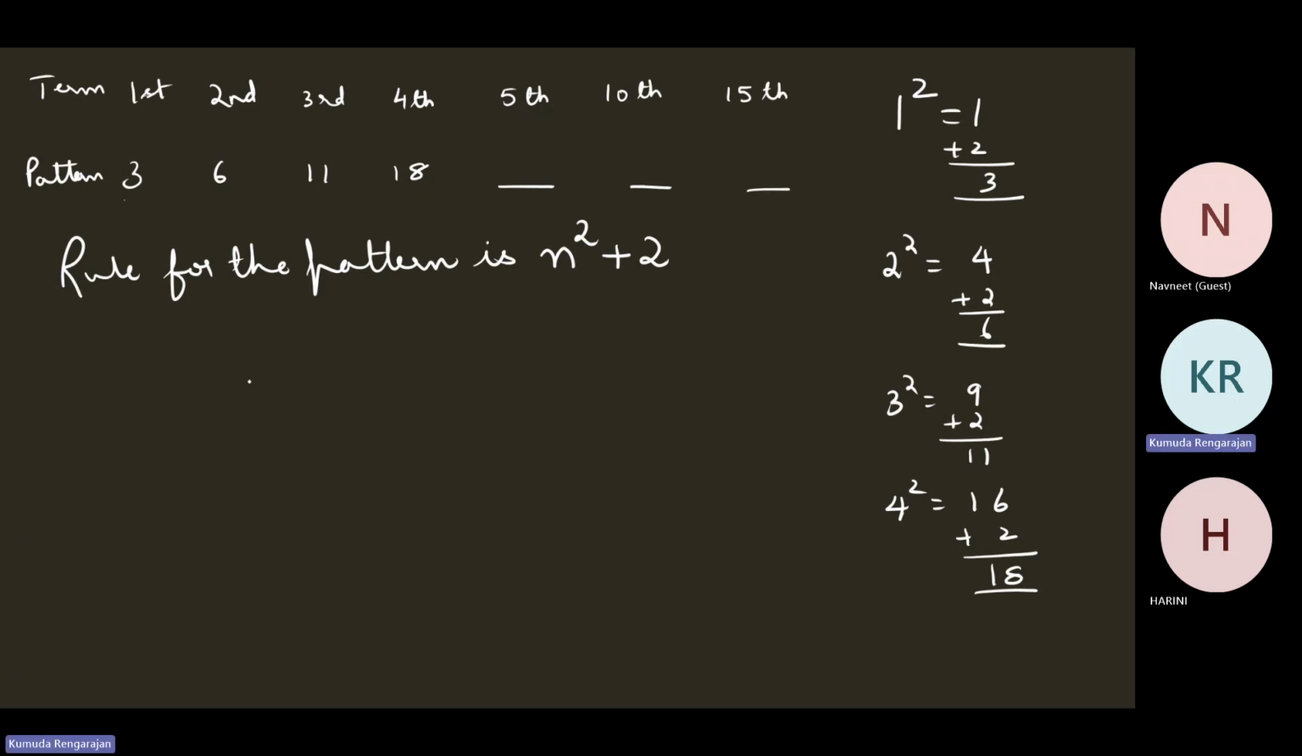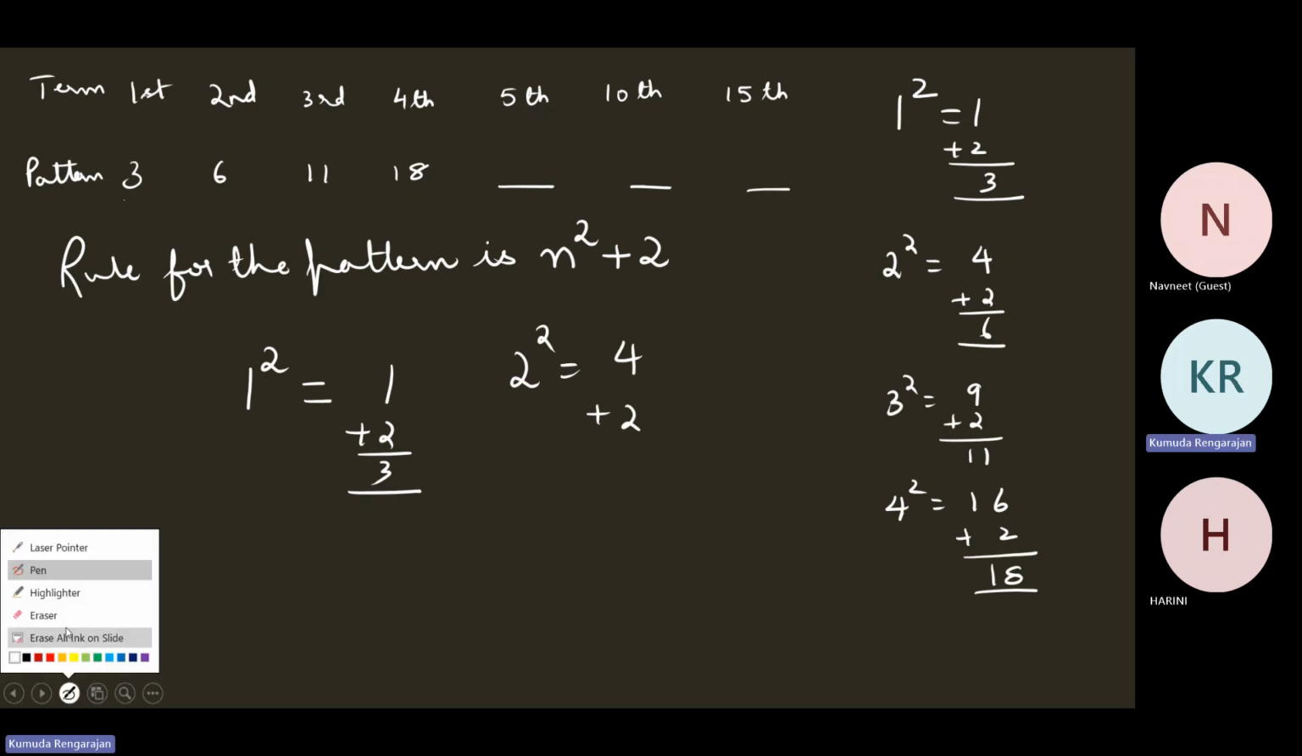So what did you do with the position? First position. What did you do? You squared it. What's the answer? You got 1. But what is the answer? 3. So you should do plus 2 to get 3. Then second position, 2. You square it. You get 4. But the answer is 6. So you should add 2.